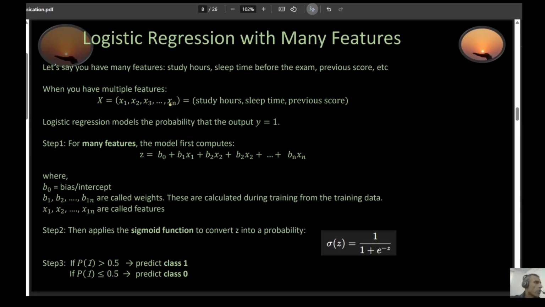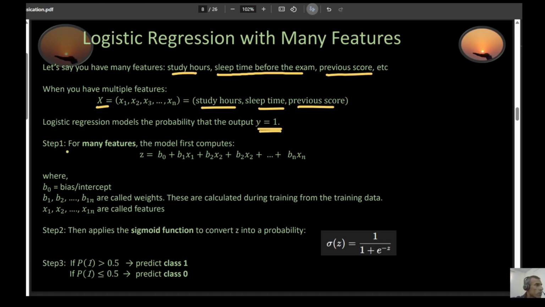So in the previous case, we studied a scenario where there is only one feature, study hours. What if you have many features? Let's say study hours, how many hours a person slept before the exam, what was his previous score? You can have many features over here. So when you have many features, you write your X as study hours, comma, sleep time, comma, previous score. In this case, I'm just assuming there are only three of them. So here, my logistic model is going to produce a number, a probability, and that is the probability of your y equal to 1. That's what it tells you, that the output is going to belong to this class. That's what the probability represents.